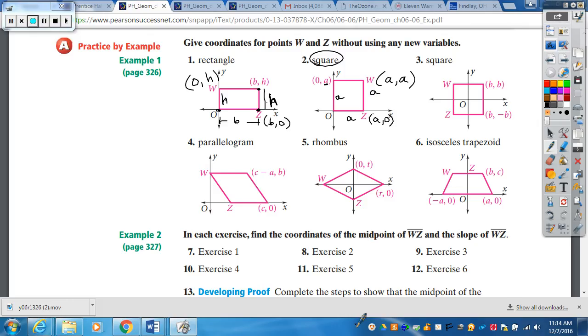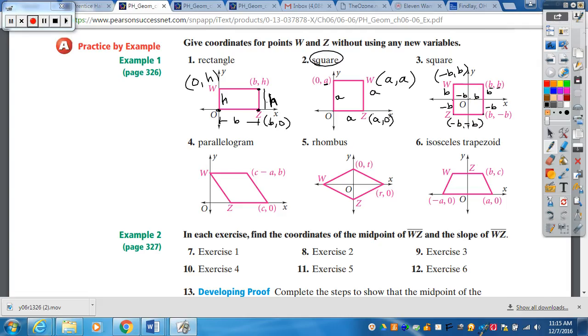For number 3, this is a square centered at the origin. This is the length of B, and this is the length of B, over B and up B. That's how I get the X and Y values there. To get to this point, I'm going to go over B and down B, negative B. This is equal but on the opposite side, so if this is B, then this is negative B. The ordered pair for W should be negative B, positive B. And the ordered pair for Z is going to be negative B, negative B.